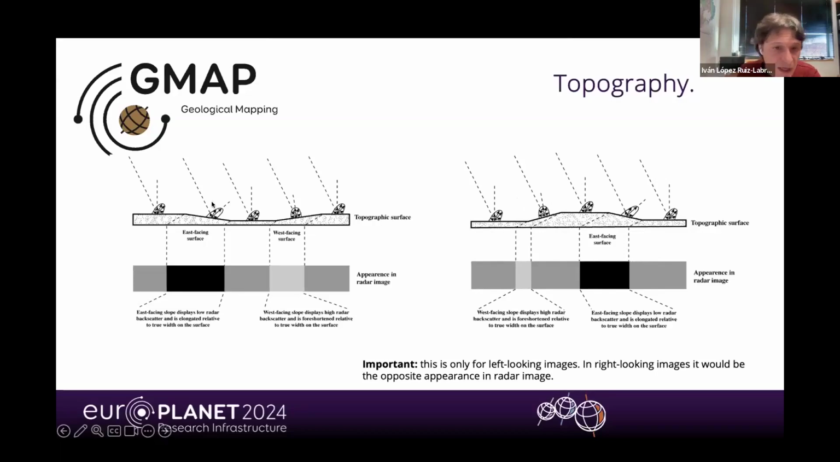So when you have images that are illuminated from the left, like in cycle 1 of Magellan, this is going to allow us to interpret the topography. But you have to be very careful, because if you have images of another cycle where illumination is from the right, this is going to be the opposite. So it's very important for you to have clear whether you are working with a left-looking illuminated image or a right-looking illuminated image, because it's going to completely condition the way you interpret the images.